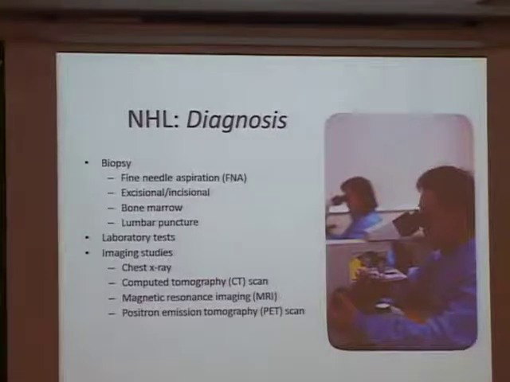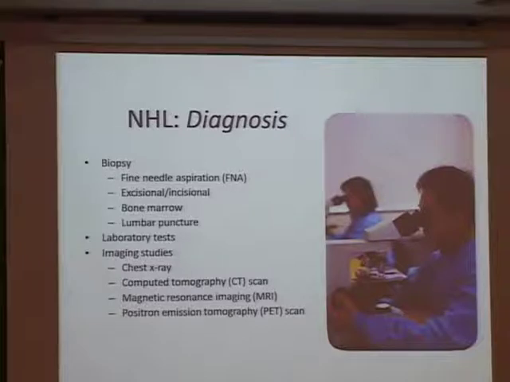In order to figure out if somebody has lymphoma, they come to you with a lymph node. You have to get a piece of it. The only way to really make the diagnosis for most of these types of lymphomas is to get a piece of tissue and look at it under a microscope. You can put a needle in it, but with most of them, it's better to get a big piece of tissue. So usually we'll want to cut that lymph node out if it's easy to get to. If it's hard to get to, we'll take a bigger needle and get a bit bigger chunk of it.